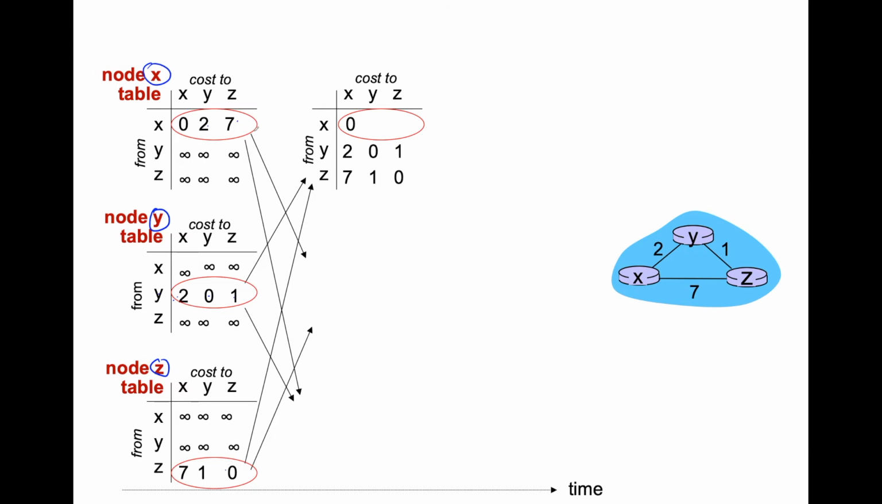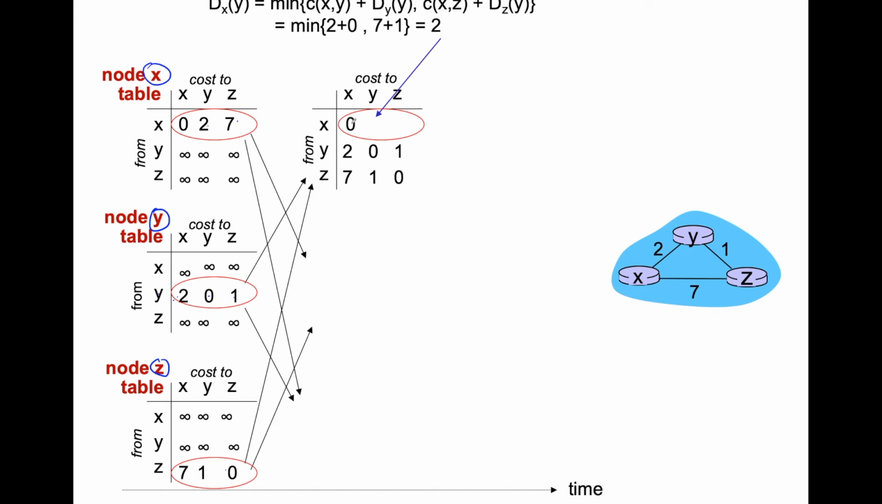So in the beginning, we have these vectors being initialized, and the rest are infinity. X then sends its distance vector to node Y, its neighbor, and its other neighbor Z. Y sends its distance vector, 2 0 1, to X and to Z. And lastly, Z sends its distance vector, 7 1 0, to X and to Y. And now that we get these distance vectors, let's take a look at how node X updates itself. It gets the 2 0 1 from node Y and the 7 1 0 distance vector from Z.